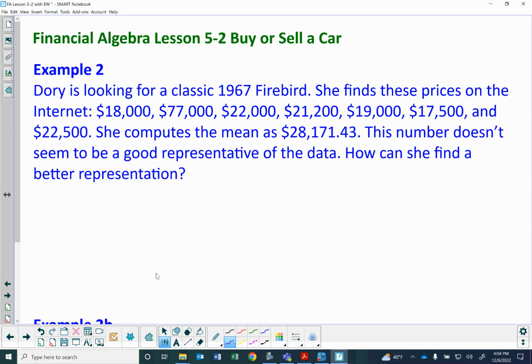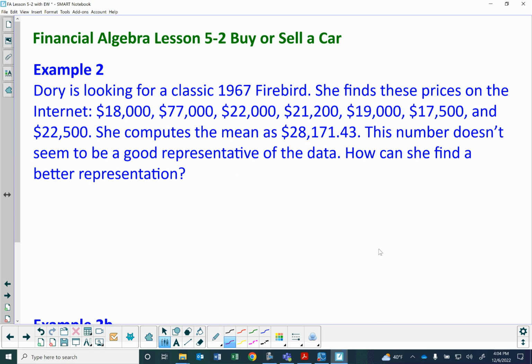Let's look at example 2. Dory is looking for a classic 1967 Firebird. She finds these prices on the internet, and of course they're listed. She computes the mean as $28,171.43. This number doesn't seem to be a good representative of the data. How can she find a better representation?